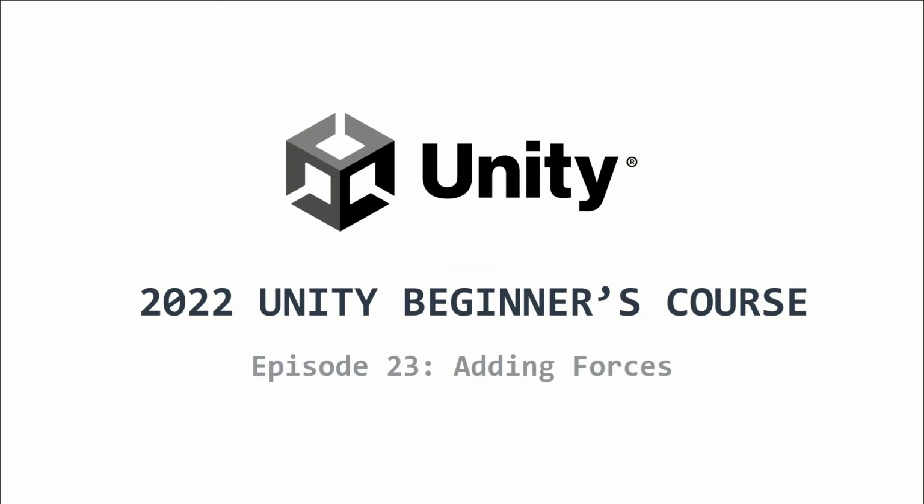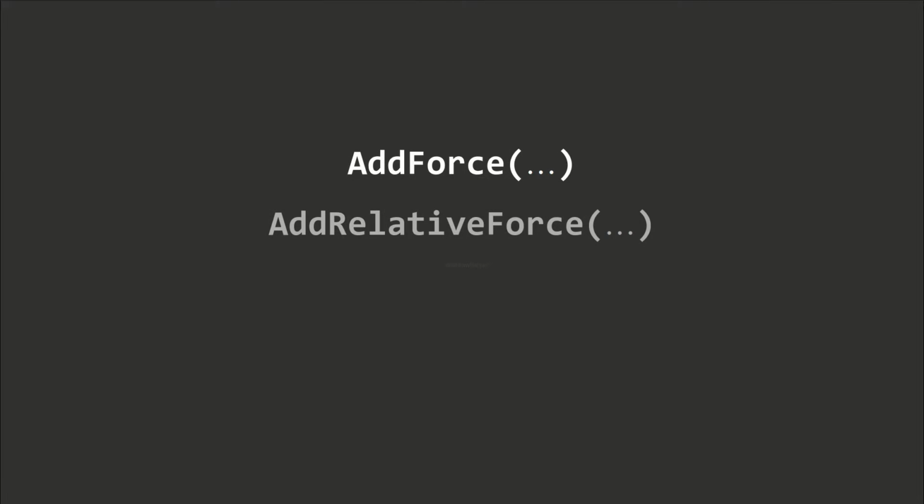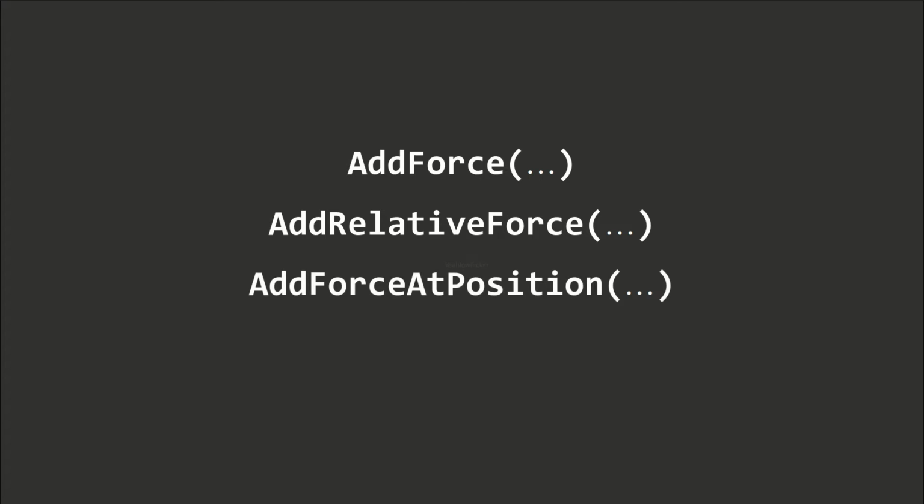This is episode 23, and I will demonstrate adding forces to rigid bodies. Adding a force moves a non-kinematic rigid body. There are multiple methods in the Unity API that allow us to apply forces.